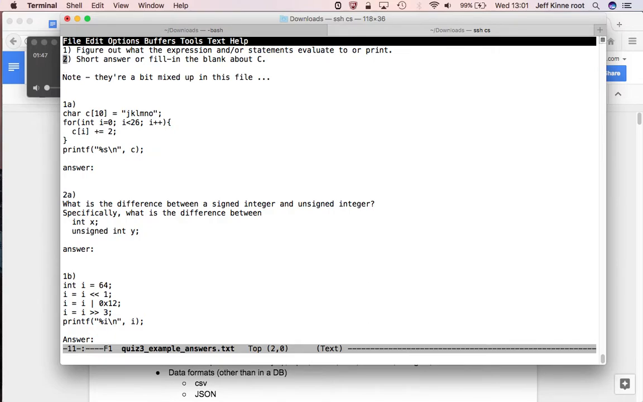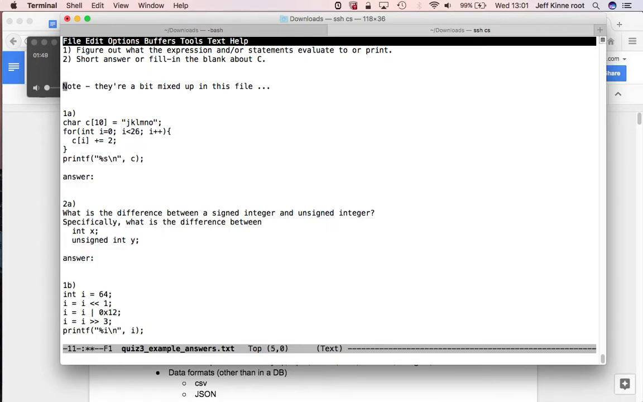Alright, so the first type of question was some piece of code to run through, and the second type of question was any kind of short answer or fill in the blank. Alright, let's start with this one. So we have a loop that goes from 1 to 26 and increases by 2 whatever's in the array.